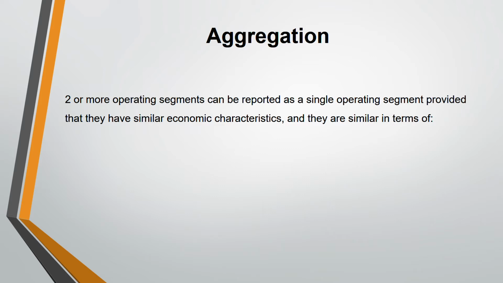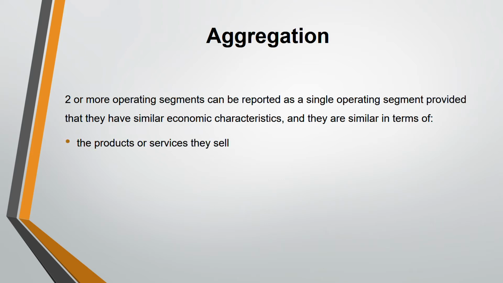Now the second thing comes: whether to aggregate or not. If two or more segments follow similar economic characteristics, then you can report them as a single operating segment. You can show it as a single operating segment rather than showing two or three, many different segments. But it has to be similar in terms of these four things before you aggregate.